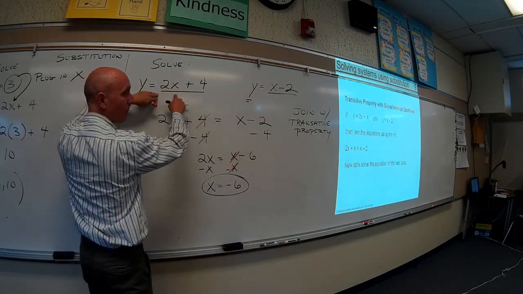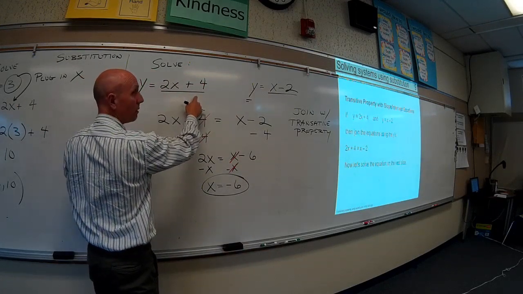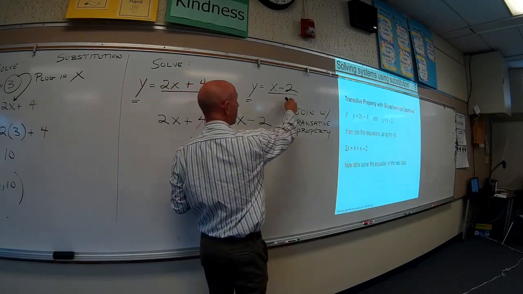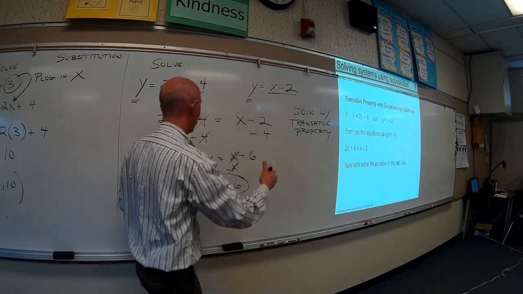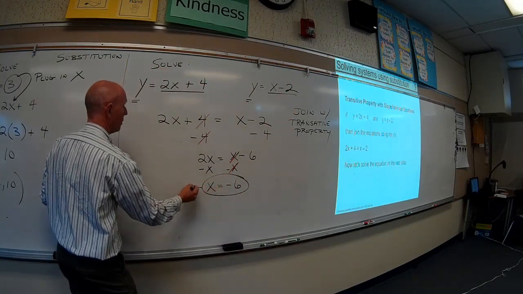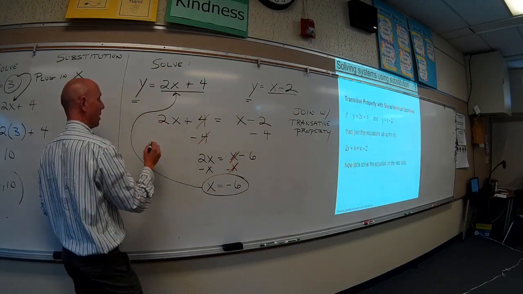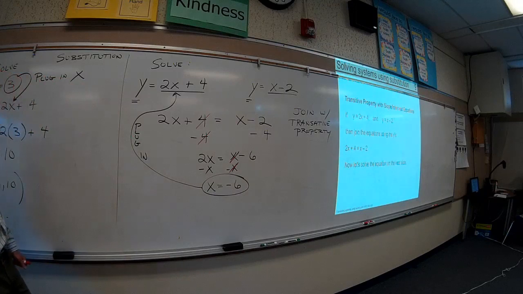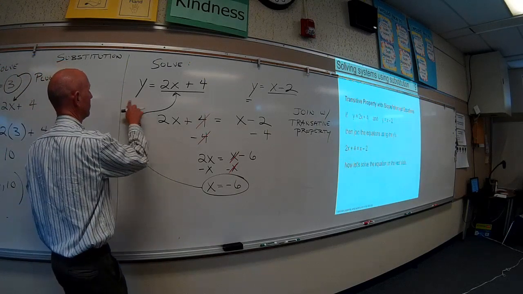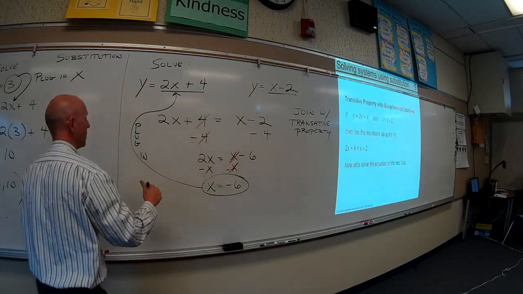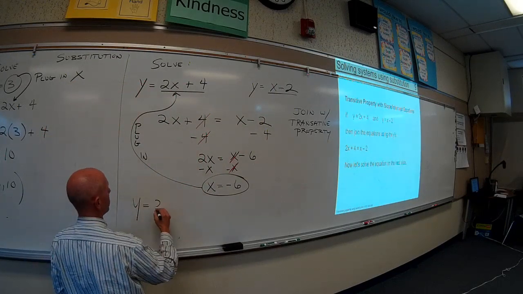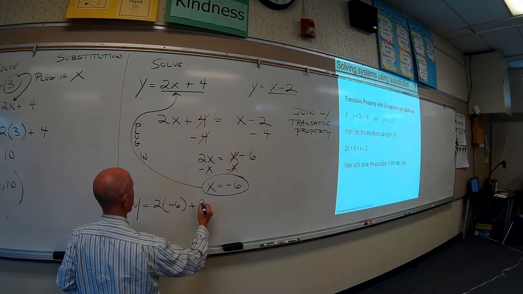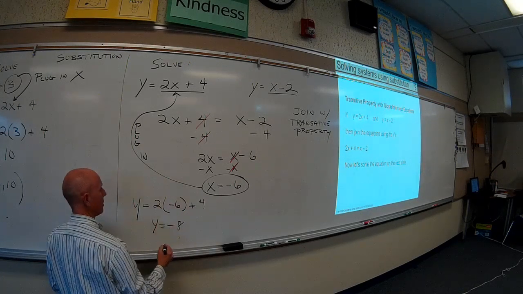What's 2 times -6? Plus 4? Negative 8. What's -6 minus 2? Negative 8. Doesn't matter. But for this example, let's take this arrow. We're going to plug it in right there. And that's going to give us y equals 2 times -6 plus 4, so y equals -8.